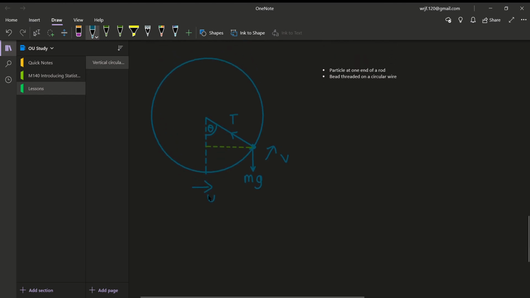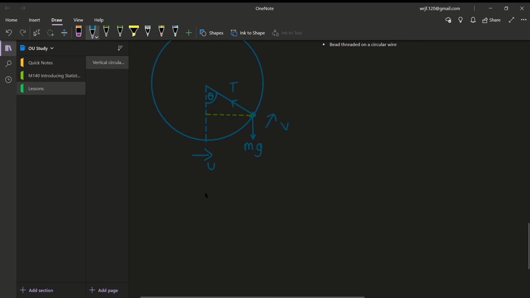And so we can just launch straight into this. If we take an energy approach to this, we can see that it starts with some kinetic energy, and the kinetic energy is going to decrease as it goes up the circle. So we're going to have a KE lost, and that's got to be balanced out by a GPE gained.